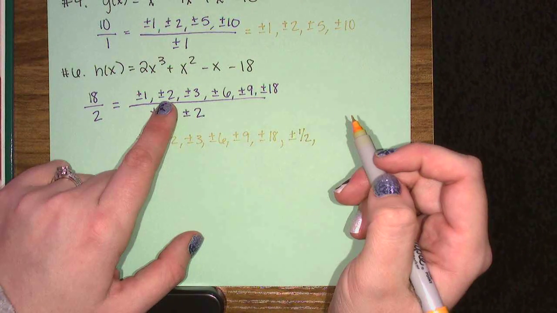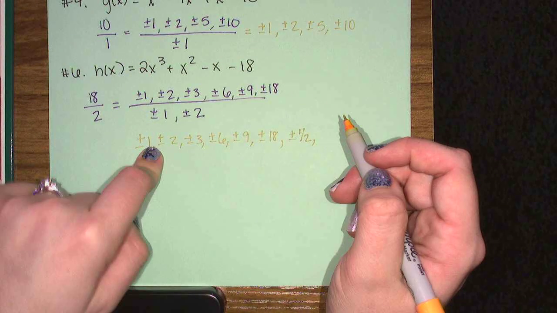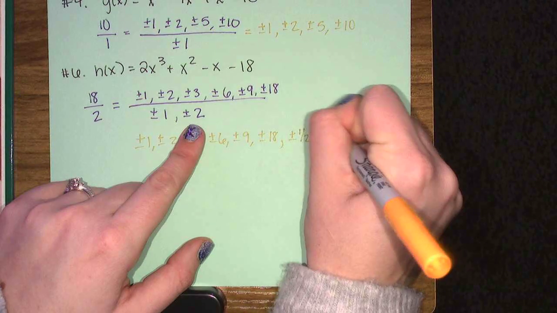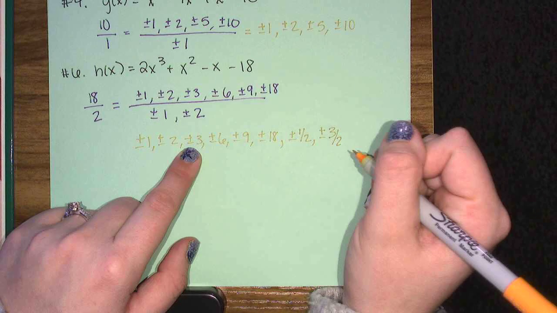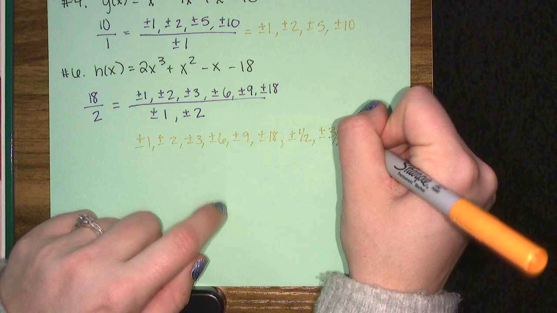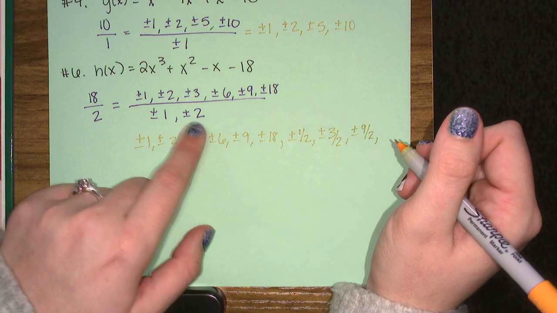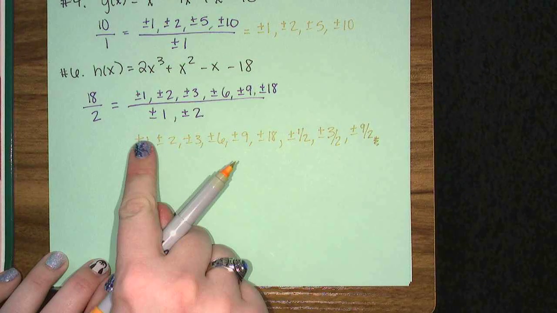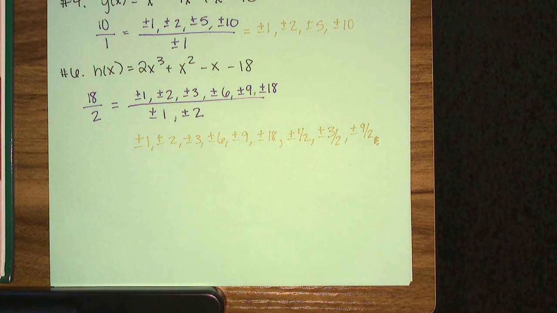2 over 2 is 1. 1 is already written, so we don't write it. 3 over 2. 6 over 2 is 3. 3 is already written, so I don't write it. 9 over 2. And then 18 over 2 is 9, so I don't write it again. So 1, 2, 3, 4, 5, 6, 7, 8, 9. So I have 18 possible zeros in this one.